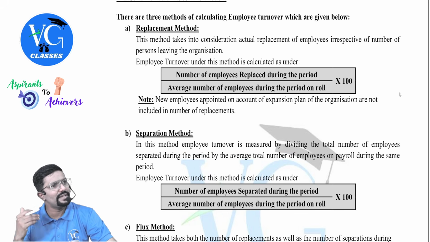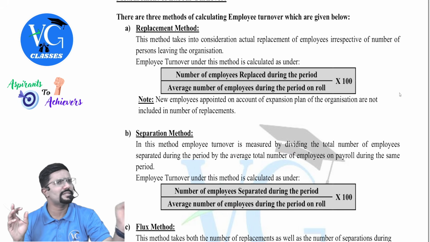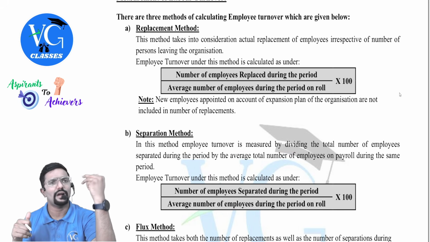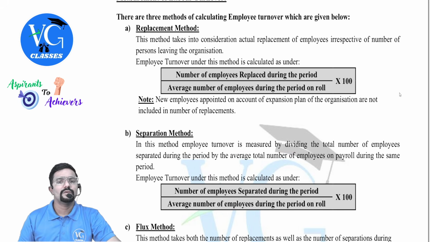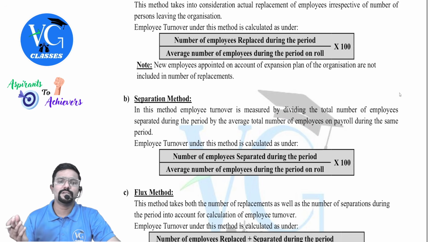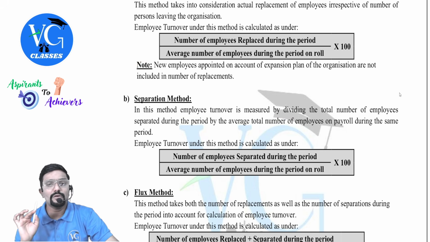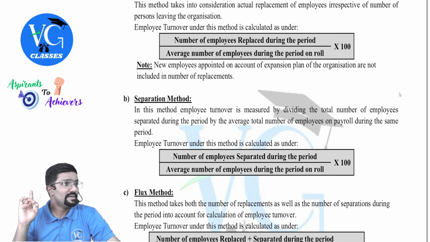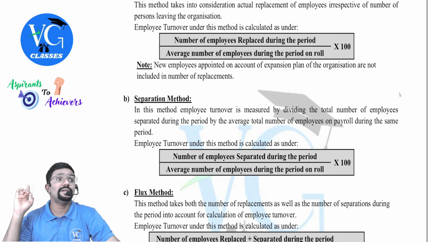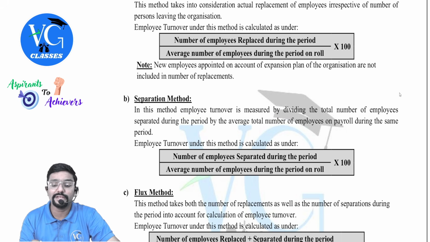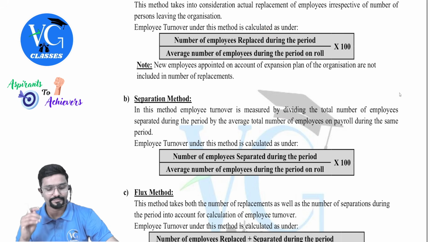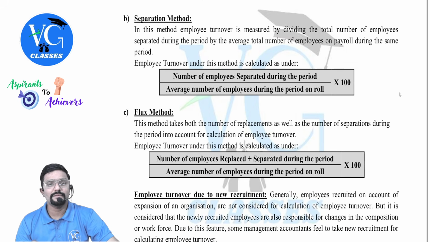Now assume 50 people totally left, but we have replaced only 30 people. How many should we take here? Only 30. So the formula is number of employees replaced divided by average number of employees, into 100. Note that new employees appointed on account of the organization's expansion plan are not included here. In my 120 example, should I take 70? No. I should take only 50.